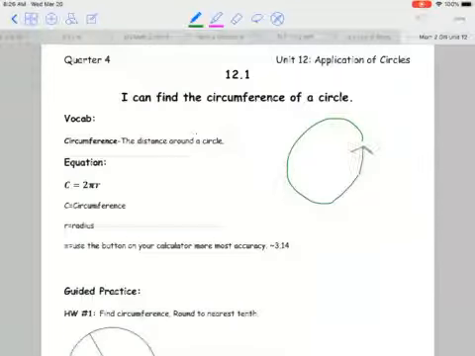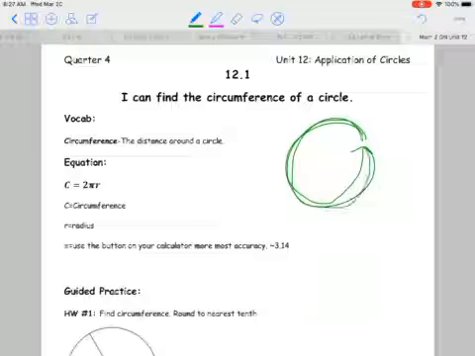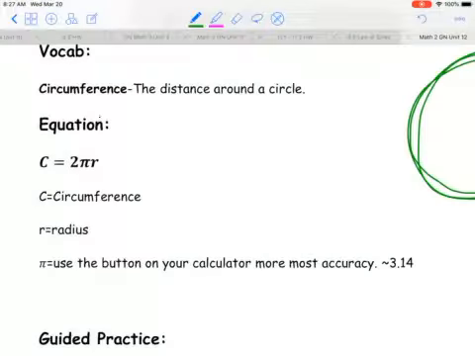So last unit we were talking about, oh, that's like 360 degrees all the way around. But now we're actually figuring out what's the length of this. Like if I were to take a tape measure and go around this shape. So the equation for that is 2 pi r.